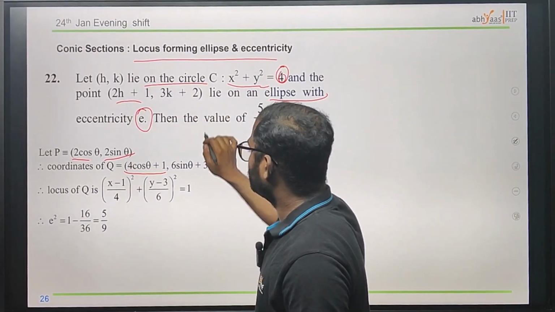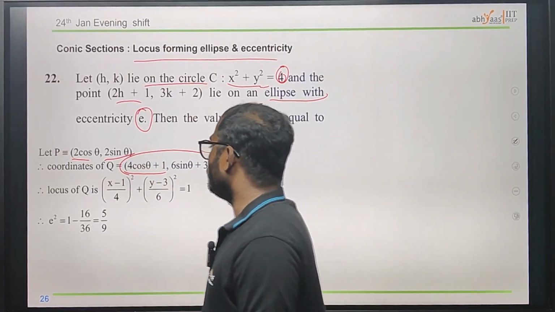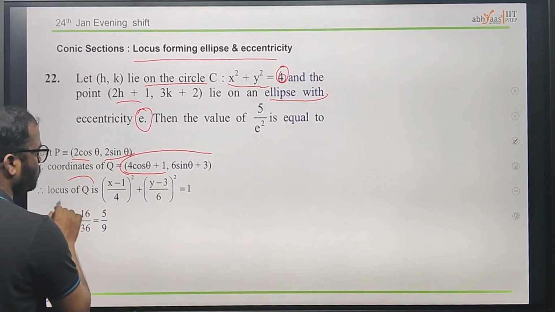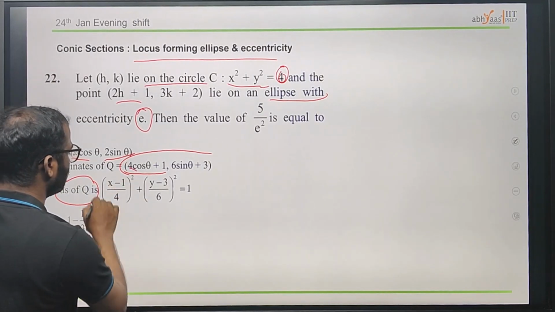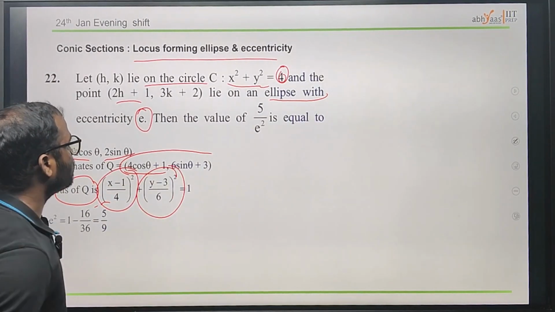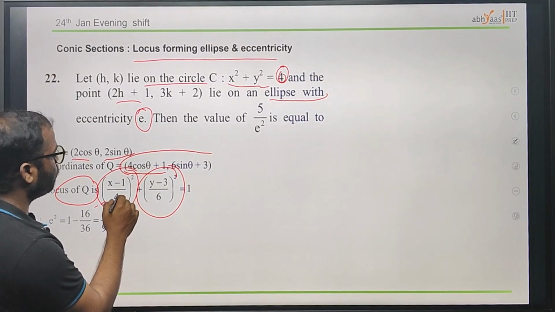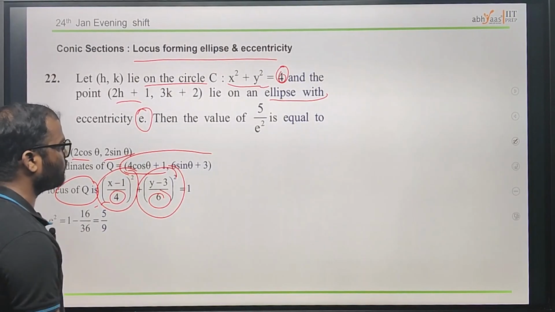Okay, I hope you understood. Next, we need to find the locus of Q. By using what we have, we know it is an ellipse situation here, therefore (x minus 1) whole square plus (y minus 3) whole square divided by, like, we have 4 and 6 here, since we have it from the r.